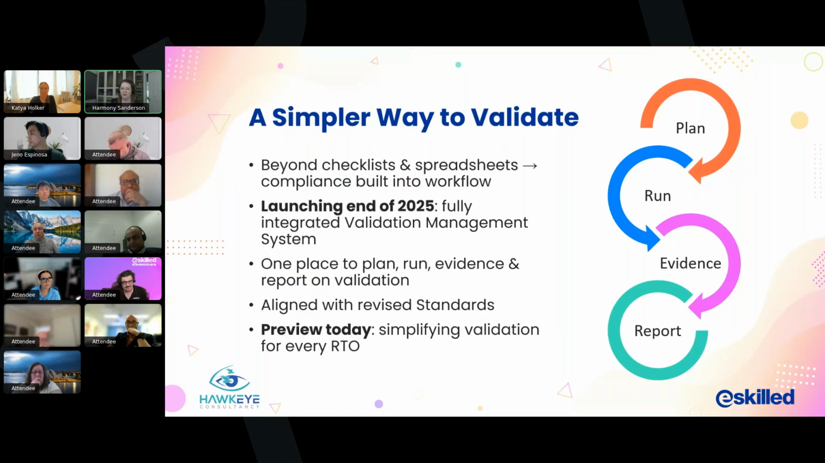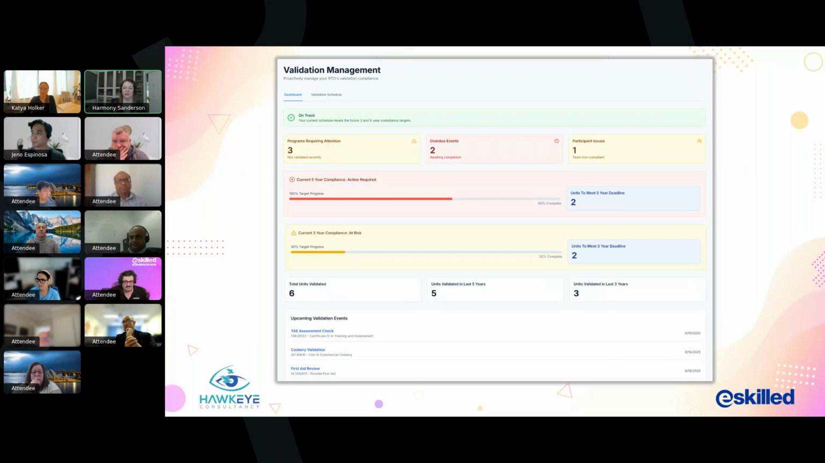So I just wanted to give you a quick behind the scenes preview of what we're developing to simplify the validation process. One of the first things you'll notice in the new validation management system is the compliance dashboard. So this gives you an instant snapshot of where your RTO stands against the standards. At a glance, you'll see whether you're on track to meet the 3-year requirement of validating 50% of your scope and the 5-year requirement of 100% coverage.